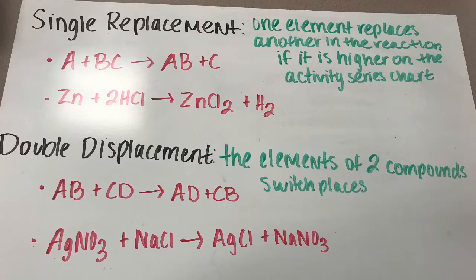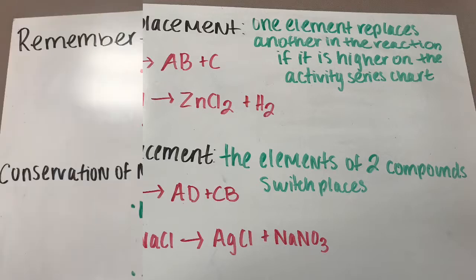A double displacement reaction occurs when parts of two ionic compounds are exchanged, resulting in two new compounds. For example, in the second equation, silver nitrate and sodium chloride exchange anions to form new compounds. Silver chloride and sodium nitrate are then produced.